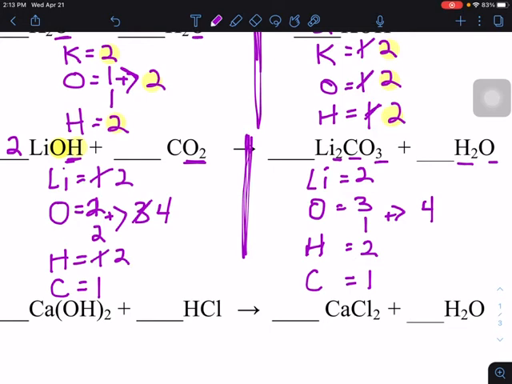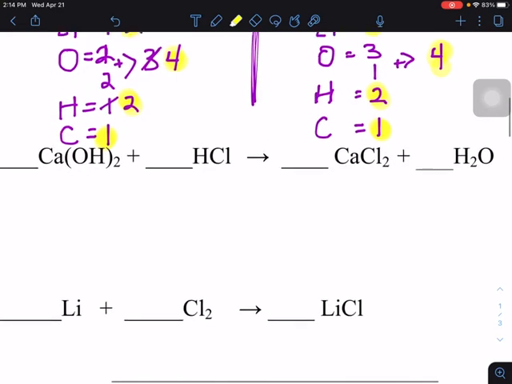And let's see if we're balanced here. So we've got 2 lithium in the reactants, 2 in the products, 4 oxygen reactants, 4 in the products, 2 hydrogen, 1 carbon, and 1 carbon. That's a balanced equation.